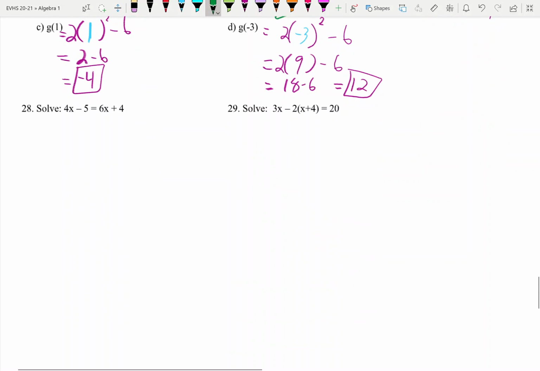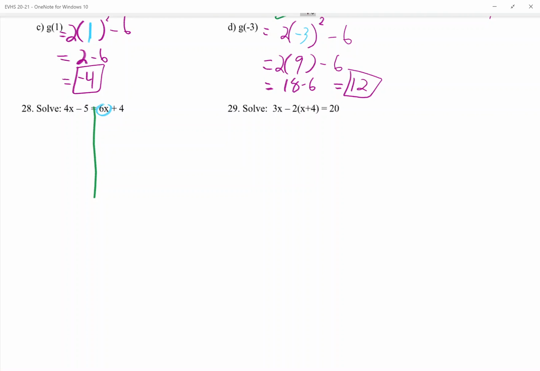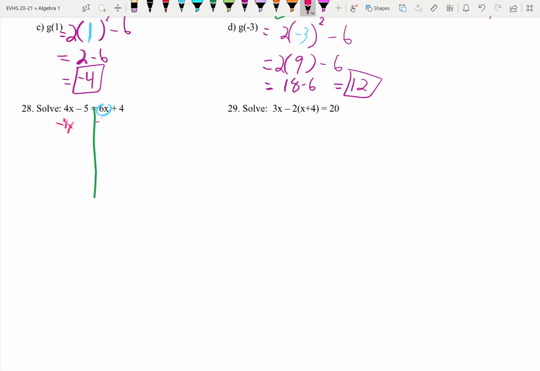Now, for number 28, we're going to solve. Going to drop this guy straight down. Remember, for solve, we mean get x on one side and numbers on the other. Whenever I've got x's on both sides, I've got to decide which one is larger. The way we said that in the first unit was which one's Texas, and that is this guy right here. So, because it is larger, we're going to subtract our 4x on both sides. That is going to leave me with -5 is equal to 6x minus 4x is 2x plus 4.